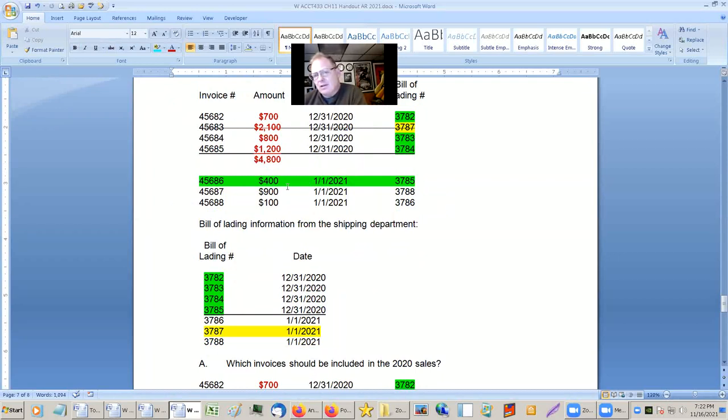If you were just trying to make your accounts receivable and your sales look better, you would have included this one. So this is probably more like an oversight, a slip-up kind of thing.